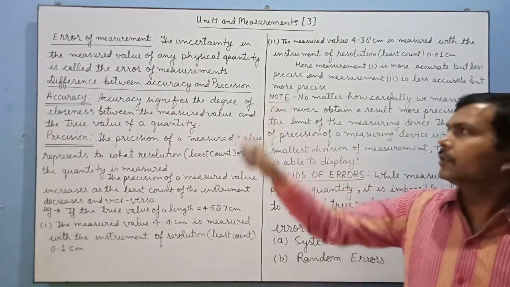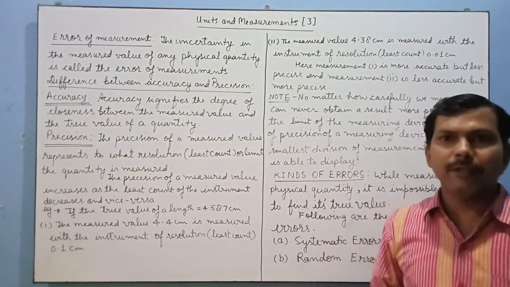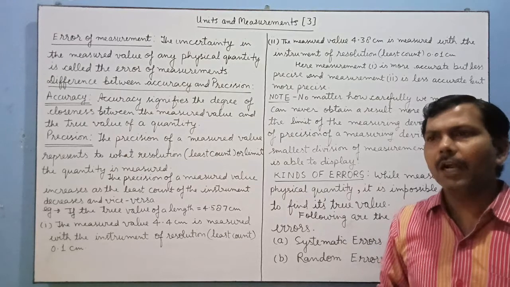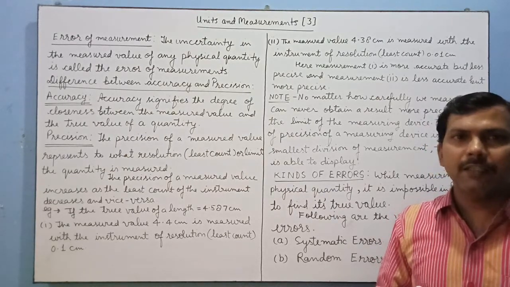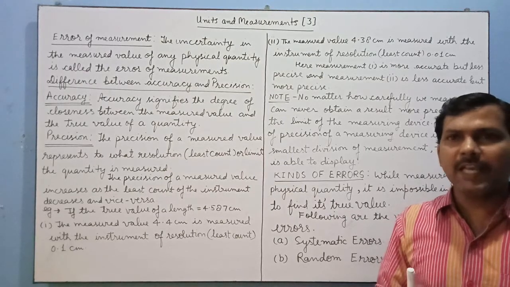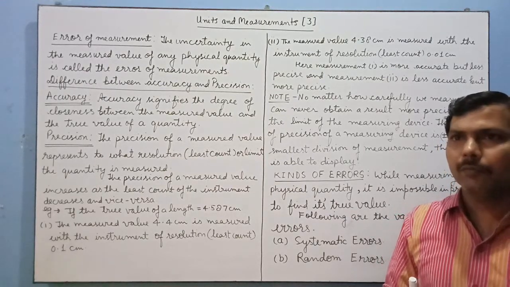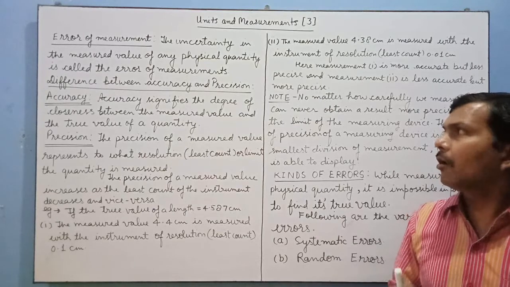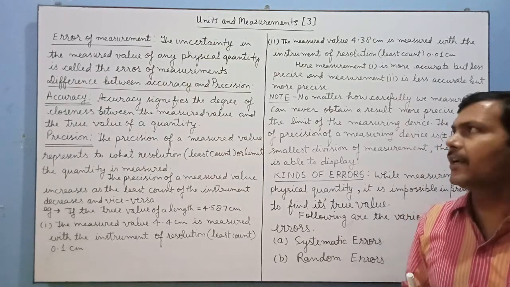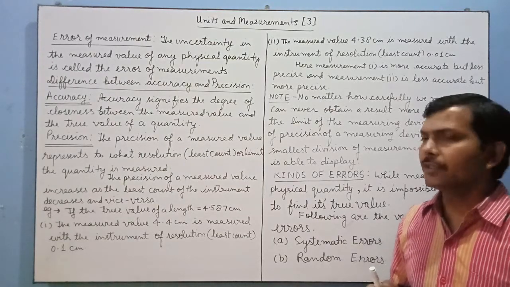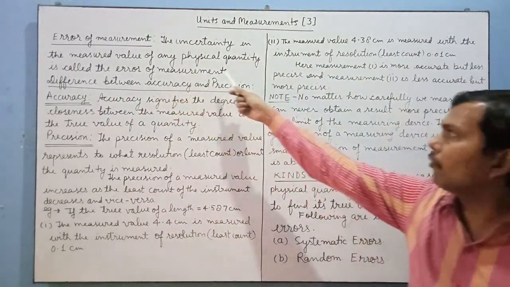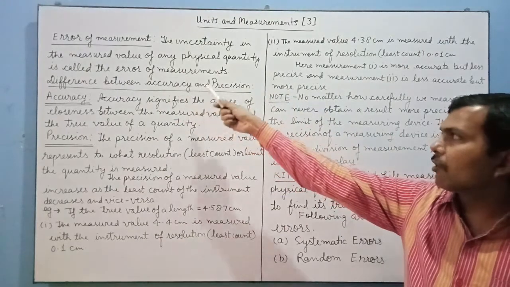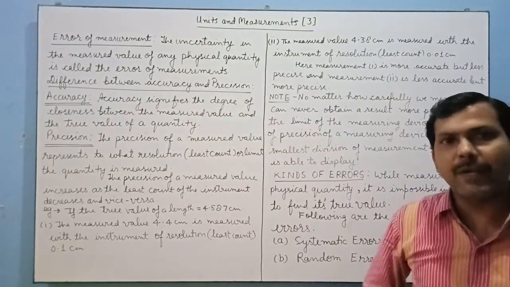Next we see error of measurement. If we measure a physical quantity by some instrument, then there always exists some inaccuracy or some uncertainty in its measured value. The uncertainty in the measured value of any physical quantity is called the error of measurement.